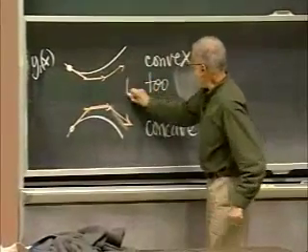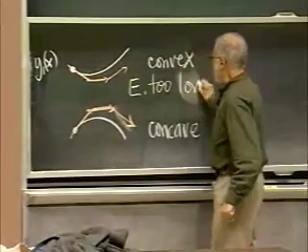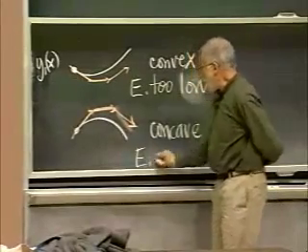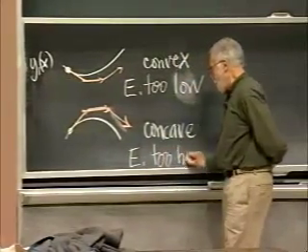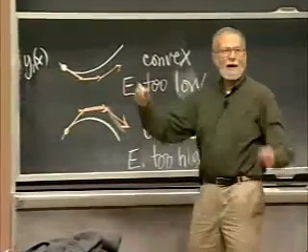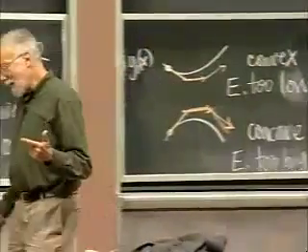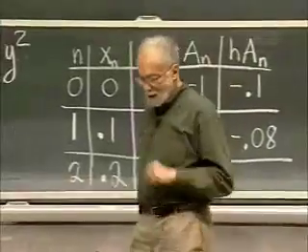Let's put E for Euler. How about that? If it's convex, Euler is too low. If it's concave, then Euler is too high. Okay, that's great. There's just one little problem left.